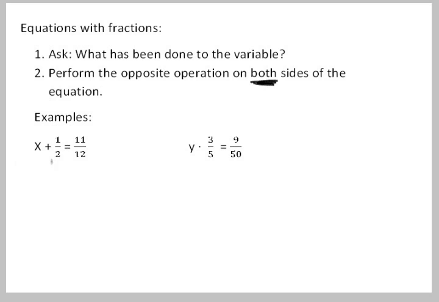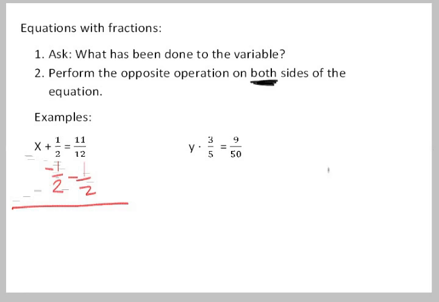So let's take a look at this first example. X plus 1/2 equals 11/12. So we look at the side of the equation where the x is, and 1/2 has been added to x. So we need to do the opposite of adding 1/2, which is to subtract 1/2. And we have to show that we're subtracting 1/2 on both sides of the equation.